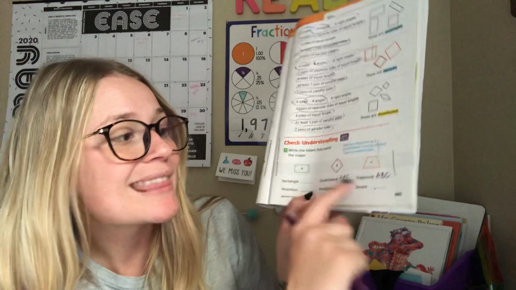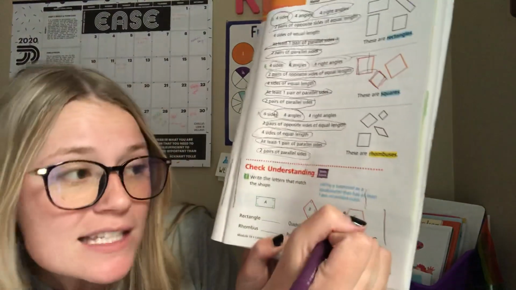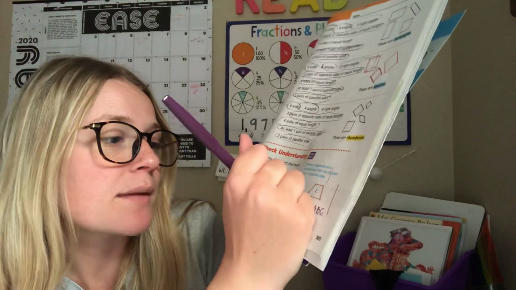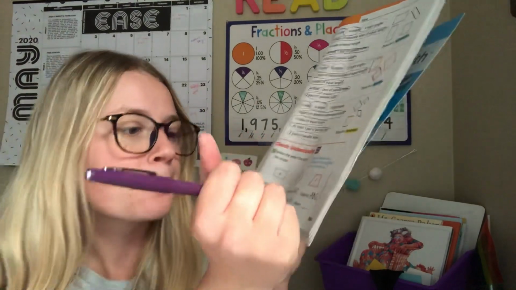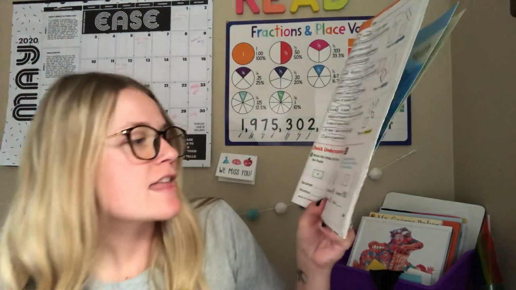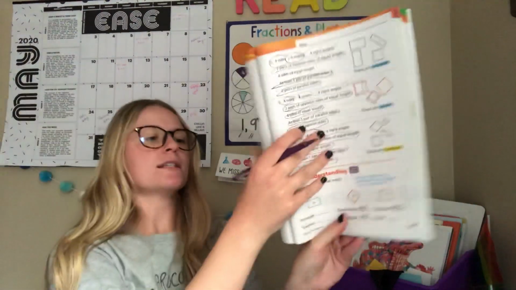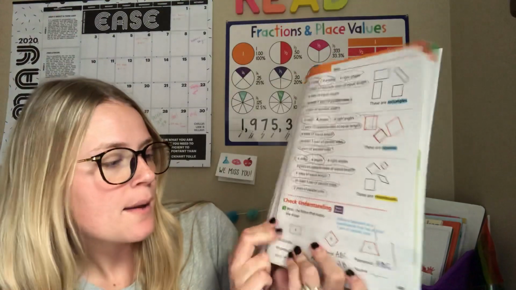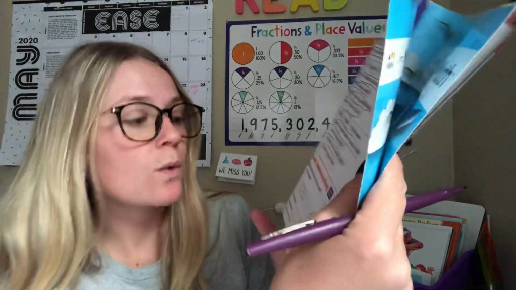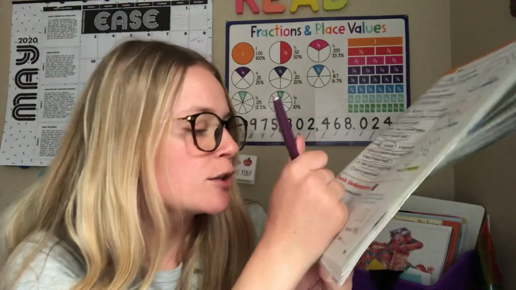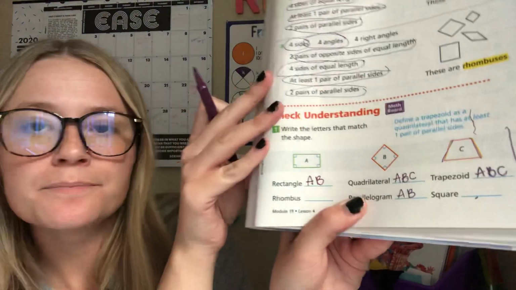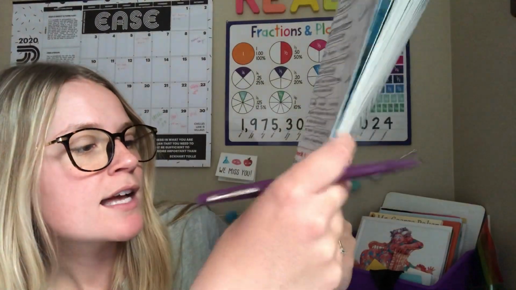So which one can be a parallelogram? Not C, because those sides are not parallel to each other. So only A and B can be a parallelogram. Okay, and then the rectangle, let's see, what's the next one? Rectangle, not C, but a rectangle. A square is considered a rectangle. So both A and B are rectangles.